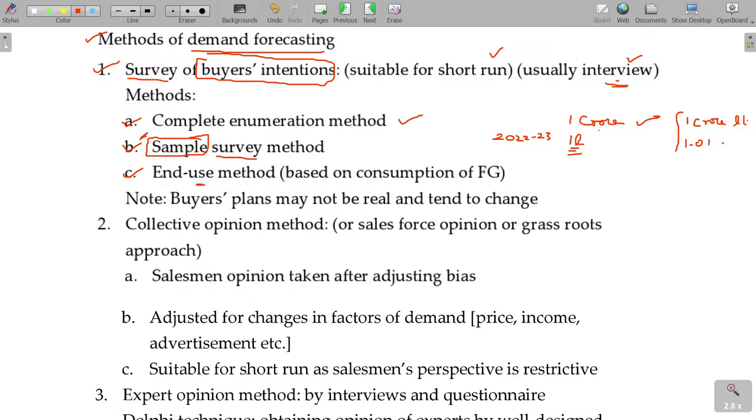So the need for petrol is decided based on the car. The car may be the finished good, and this may be the raw material, ingredient or consumable for it. Similarly, based on how many finished goods are consumed, the demand for the materials used in making this commodity can also be decided. So these are the three methods we have in the survey method.